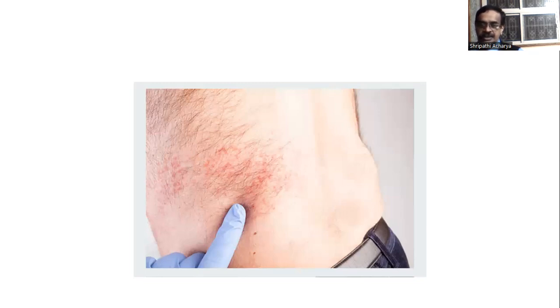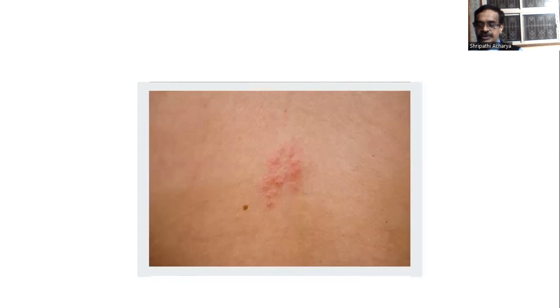You can see the erythematous lesions with the vesicles. It's also a small lesion of herpes zoster. You can see erythematous lesions with vesicles. And later on they will become pustules, then crust formation occurs, then the crust is peeled off, and there will be healing. In some conditions, there will be complications or sequelae like post-herpetic neuralgia.